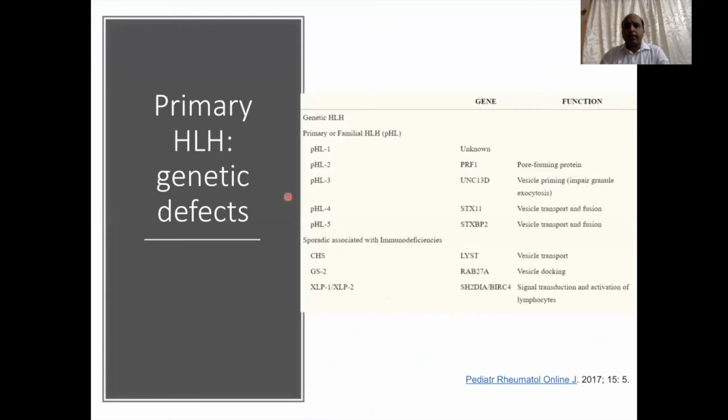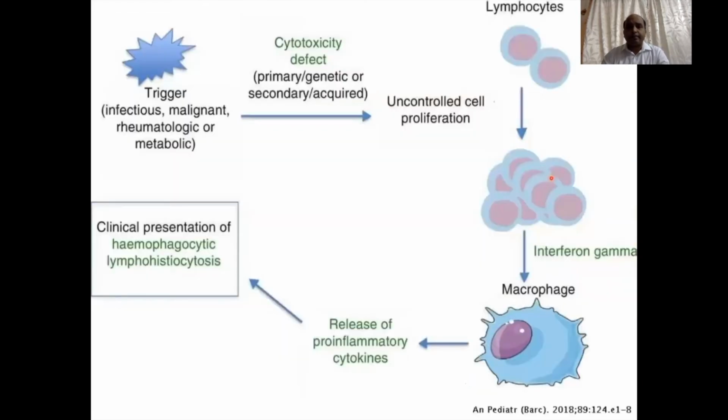So as I told you, these are the primary genes like perforin, MUNC, syntaxin, LYST, RAB27. These are mainly related to vesicle docking or pore forming proteins. Whenever there is a defect in these genes, family history is very important. They develop macrophage activation syndrome mostly in early age of life.